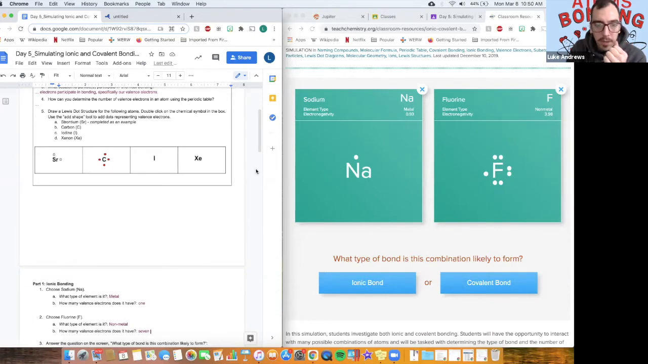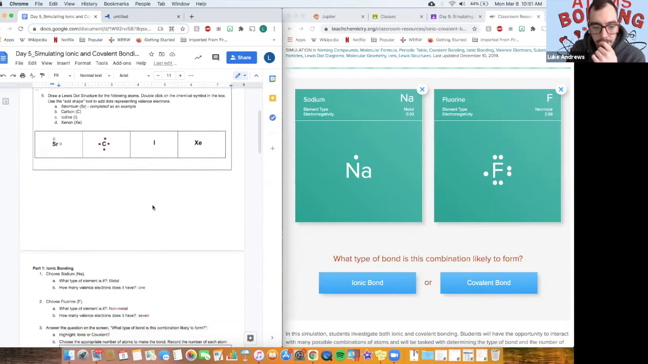Let me check the chat real quick. Yeah, you can only click on the elements that are highlighted. This simulation is tailored to this activity that we're doing.